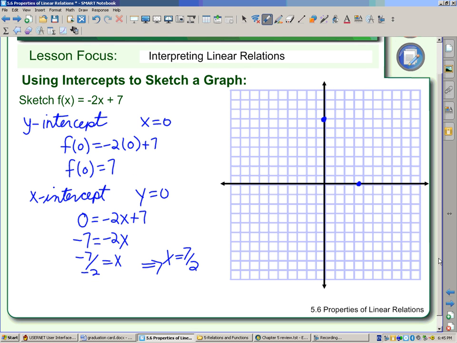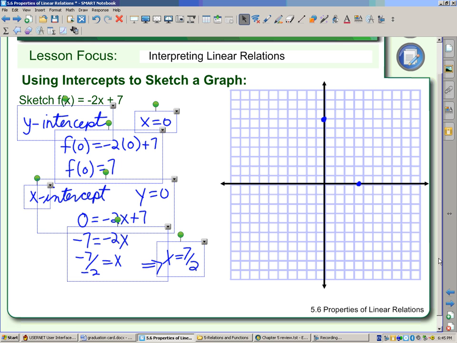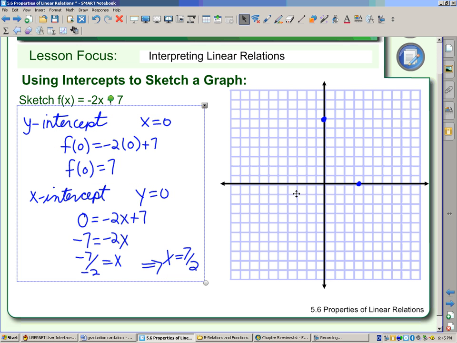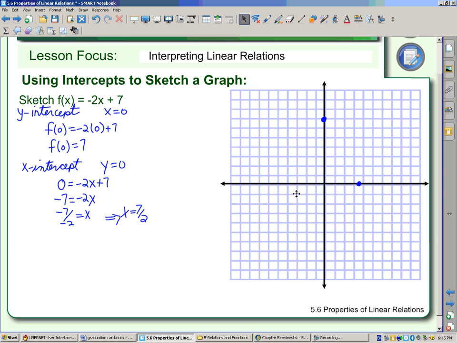And we're going to do the same type of thing. So let me just make this a little smaller. And we're going to find this function for 1. Negative 2 plus 7 gives me 5. That tells me that when x is 1, y is 5. So I plot that point, and I'm going to draw the line.